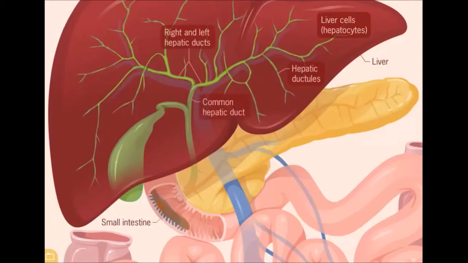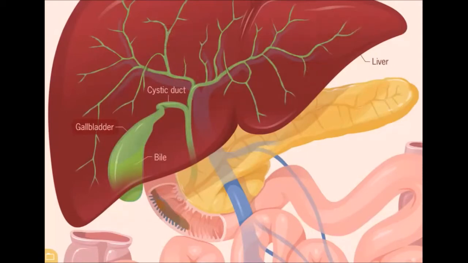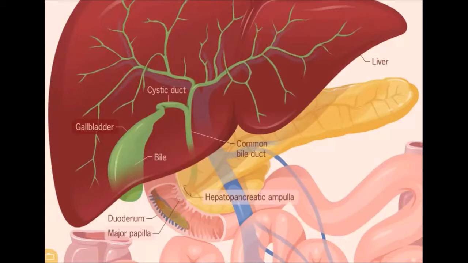Bile then flows into the common hepatic duct and cystic duct, where it enters the gallbladder to be concentrated and stored. During digestion, the gallbladder contracts and pushes the bile through the cystic duct and common bile duct, where they join the pancreatic duct at the hepatopancreatic ampulla. The bile then empties into the duodenum through the major papilla. The bile mixes with the chyme and helps to digest fat.